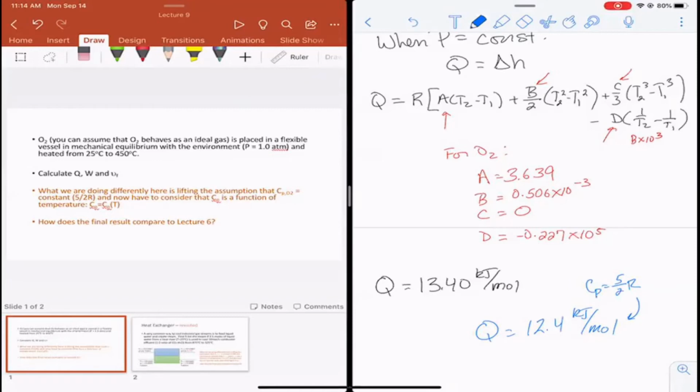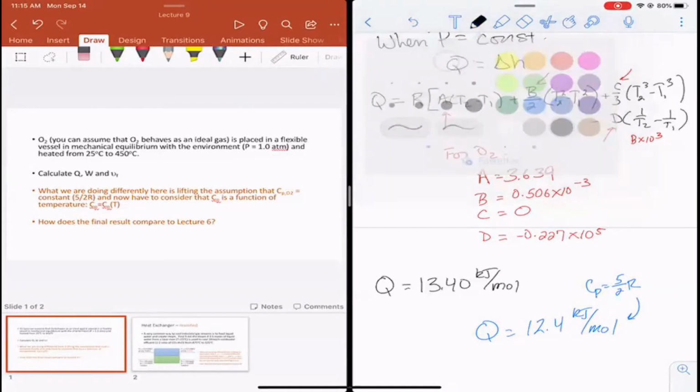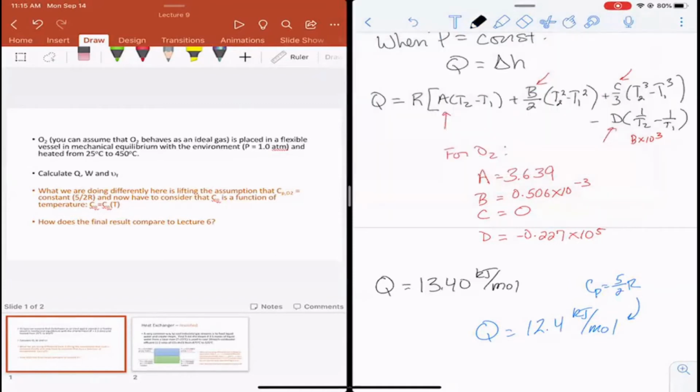What do you guys think? Is that a significant difference? I would say because it's in kilojoules, probably it would be a significant amount. All right, anybody else? Anybody want to disagree strongly about Qs?